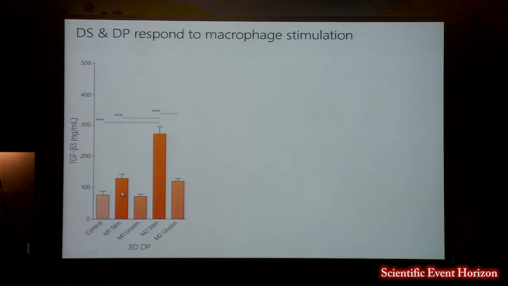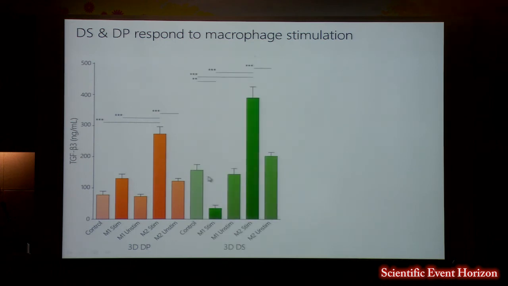M1 stimulated, so a pro-inflammatory macrophage, induces a slight increase, but not significantly so, whereas M2 macrophages, the wound-healing macrophages, induce a significant secretion of TGF-beta3 from dermal papilla cells. This effect was seen in dermal sheath cells. The effect was actually even greater, so we saw a larger increase and a larger total amount. And intrinsically, dermal sheath also secrete more TGF-beta3.